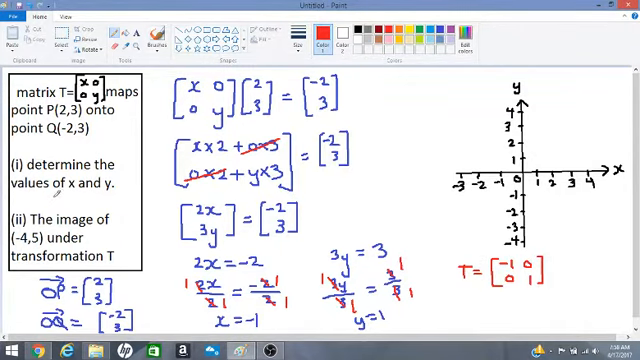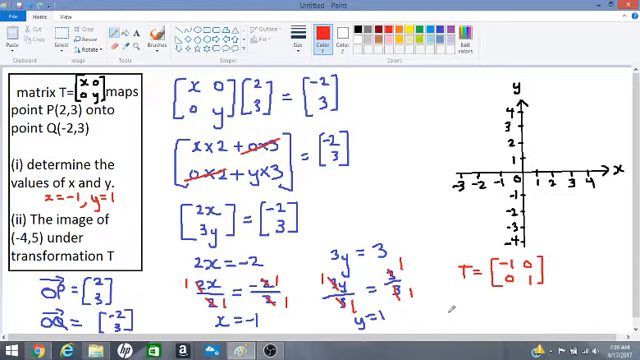Determine the values of x and y. Well, we have x equal -1 obtained from here, as I've circled it. And we have y equals positive 1 obtained from here. Okay, so we have worked out part 1, and we are asked now to find the image of negative 4, 5 on the transformation T.